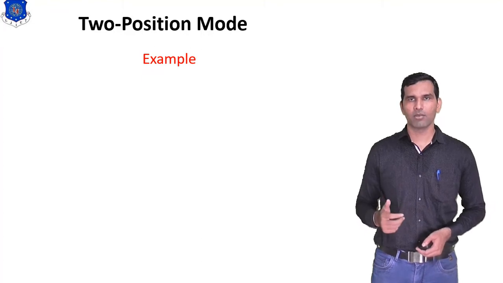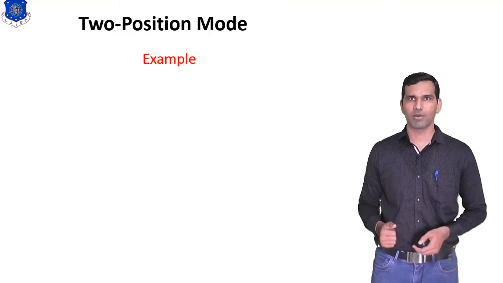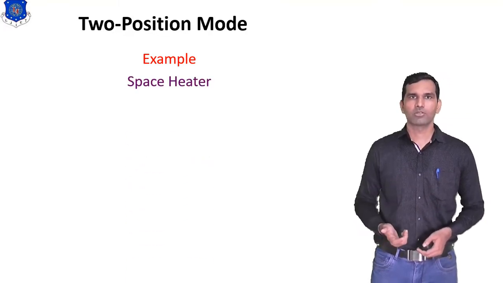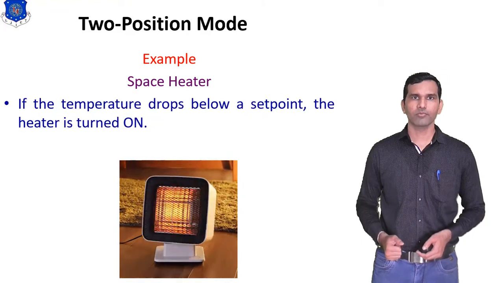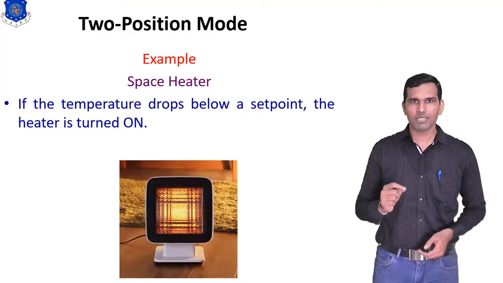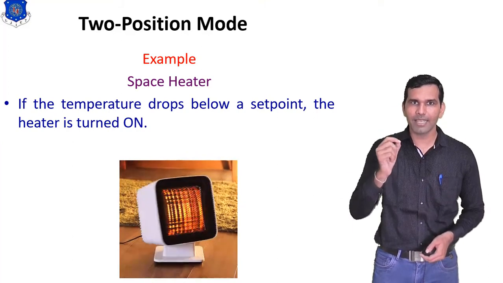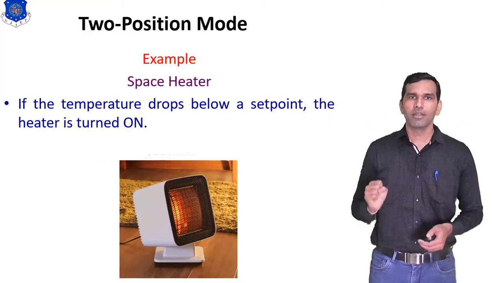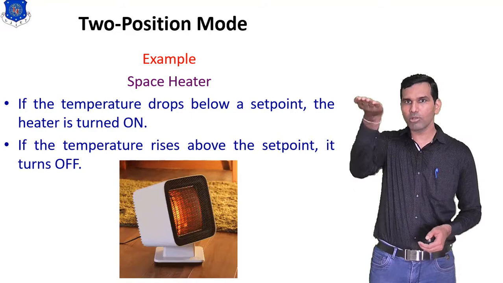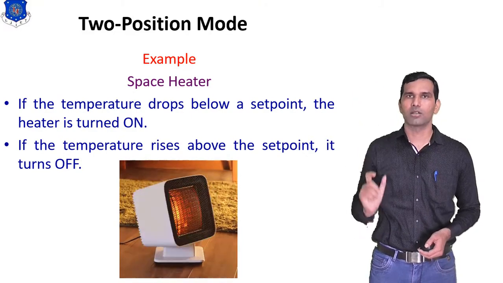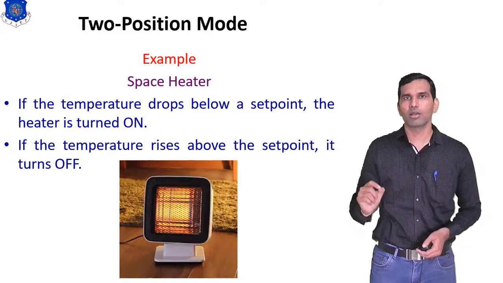Now we understand what a two position controller is with the help of this example, and how it works. Here we take the example of a space heater. If the temperature drops below a set point, the heater is turned on. Now, if the temperature rises above the set point, it turns off. So this is the simple two position controller operation.